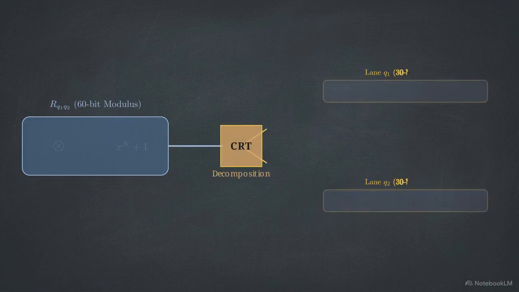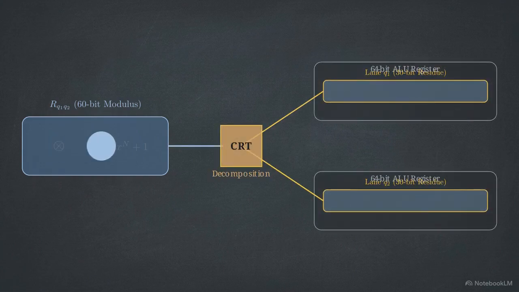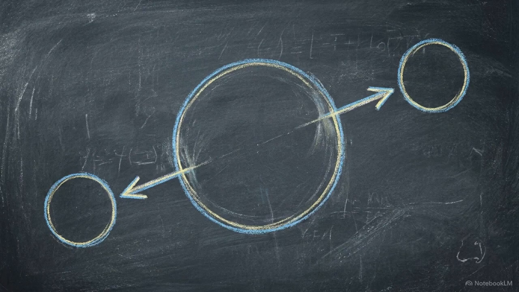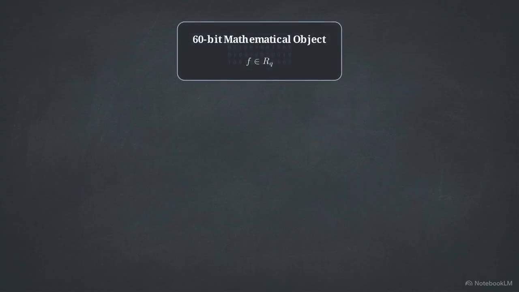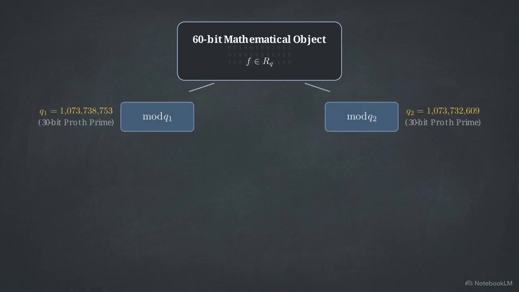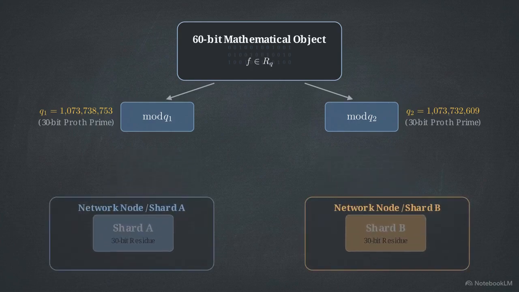Executing this advanced cyclotomic math on standard 64-bit hardware infrastructure requires dividing the heavy arithmetic across entirely parallel lanes. The solution is dual prime CRT sharding, which splits a 60-bit multiplication into 2 independent operations utilizing specific Proth primes. This uses 2 frozen constants, Q1 at 1,073,738,753 and Q2 at 1,073,732,609. Shard A holds residue modulo Q1, shard B holds modulo Q2.